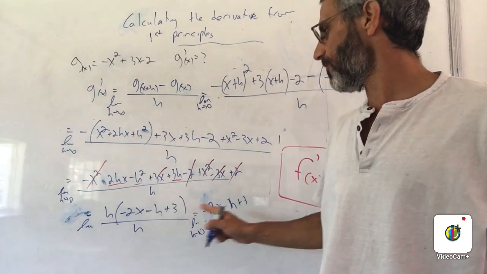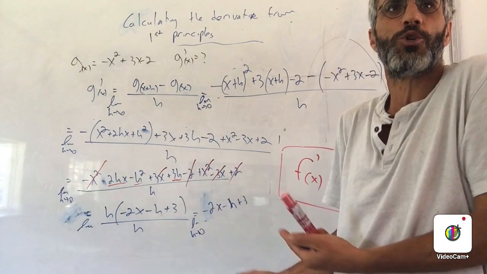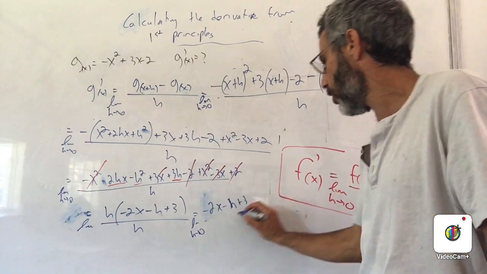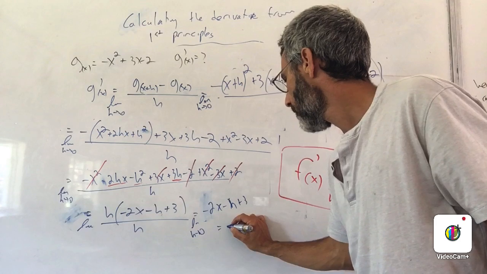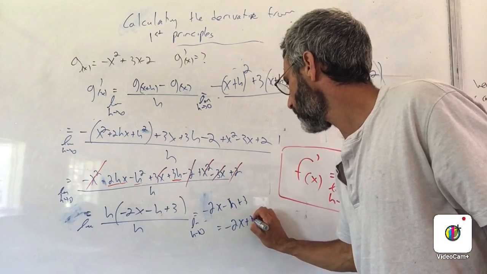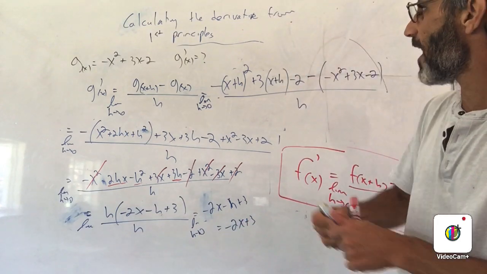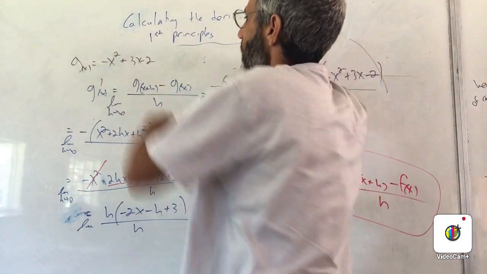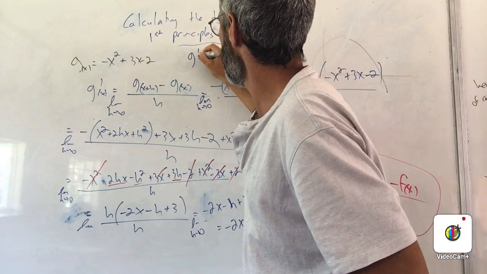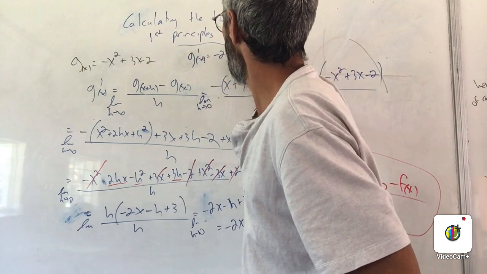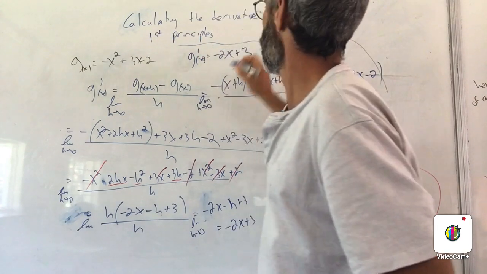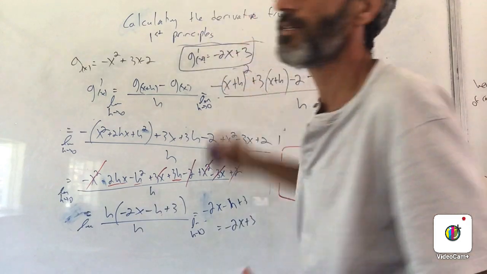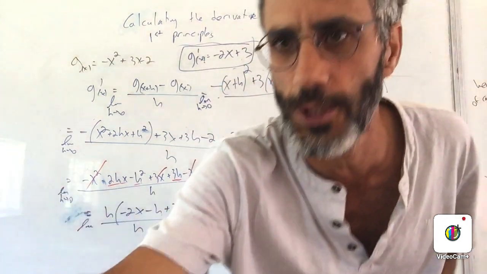Now, after I got rid of the h in the denominator, yes, I can just substitute the h. I'm safe to put in an h that's very small. So I'm getting minus 2x plus 3, and I will rewrite it up at the top here. If g of x is this function, the derivative is minus 2x plus 3. That's my answer, right? I'll just pause for some questions.